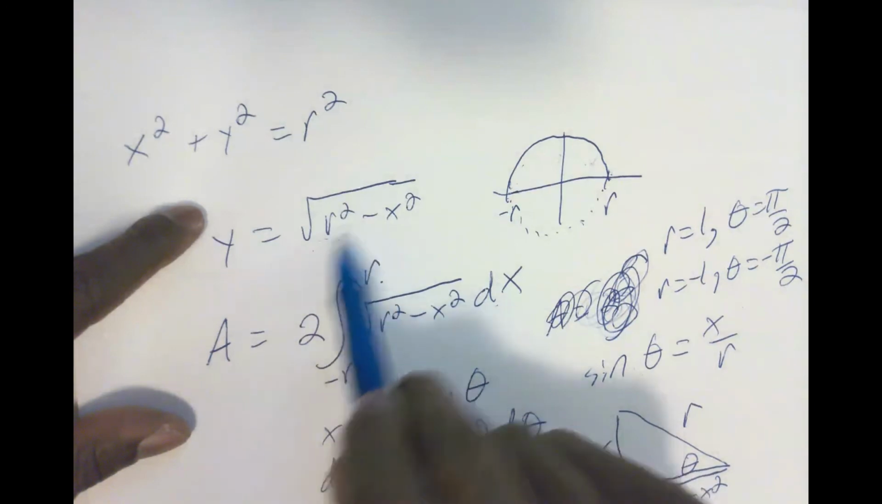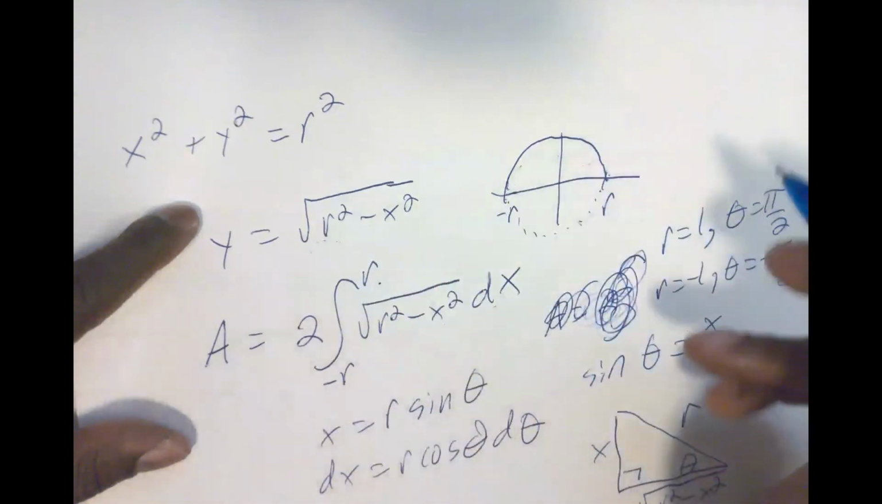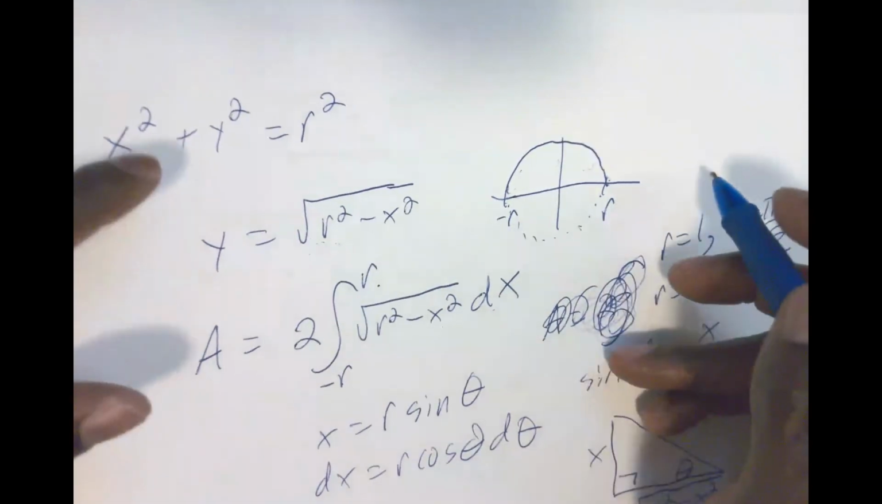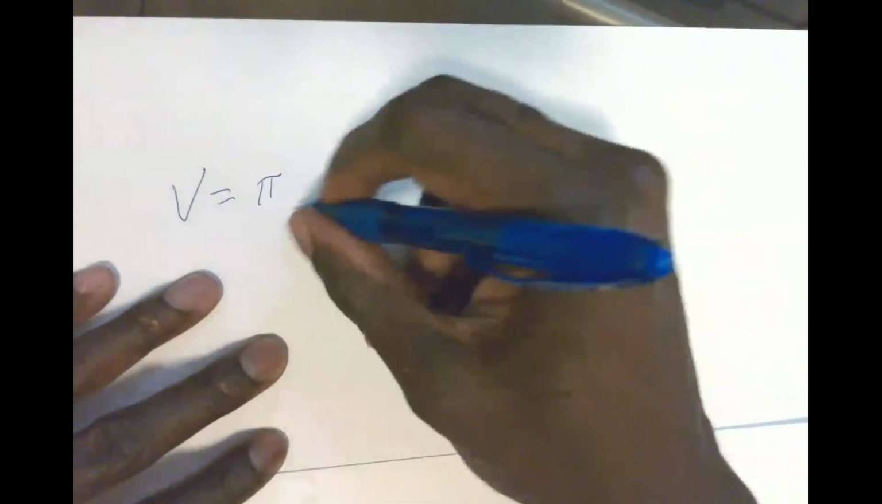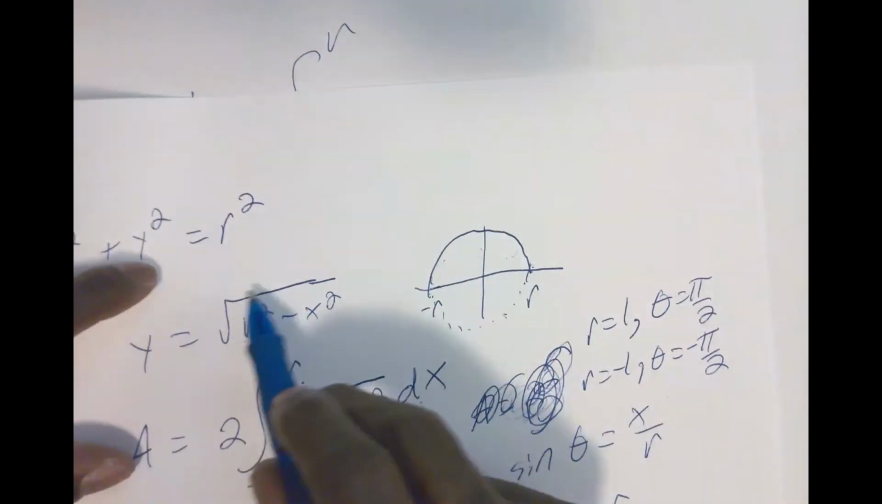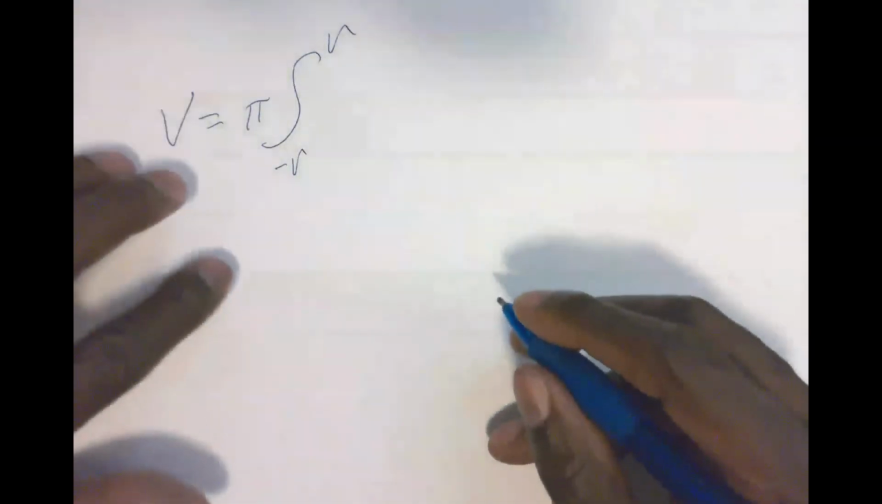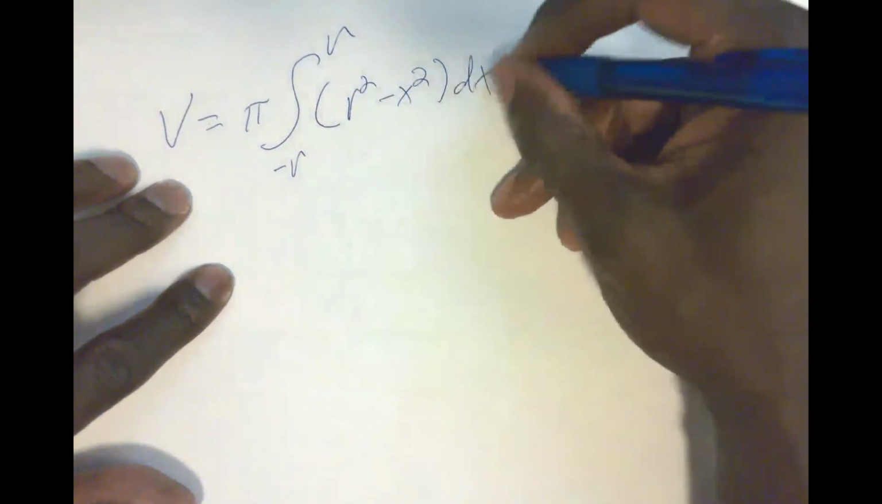We're going to use the disk method by revolving this curve about the x-axis, and we'll integrate from negative r to r. All right, let's do that. The disk method tells us that the volume would be pi times the integral from negative r to r. It's easier than the circle formula because the disk method asks us to square this function, so we get rid of the radical. We'll be integrating r squared minus x squared dx, and again, remember, r is just some number.